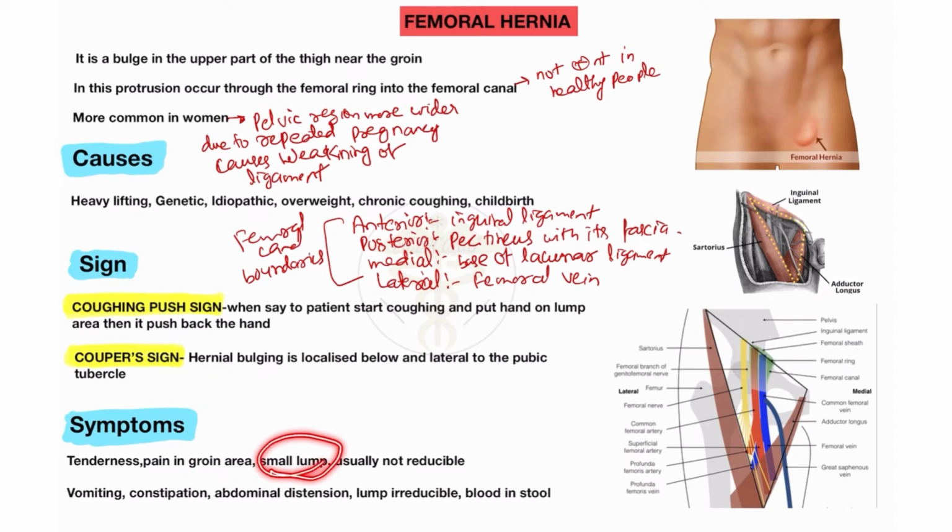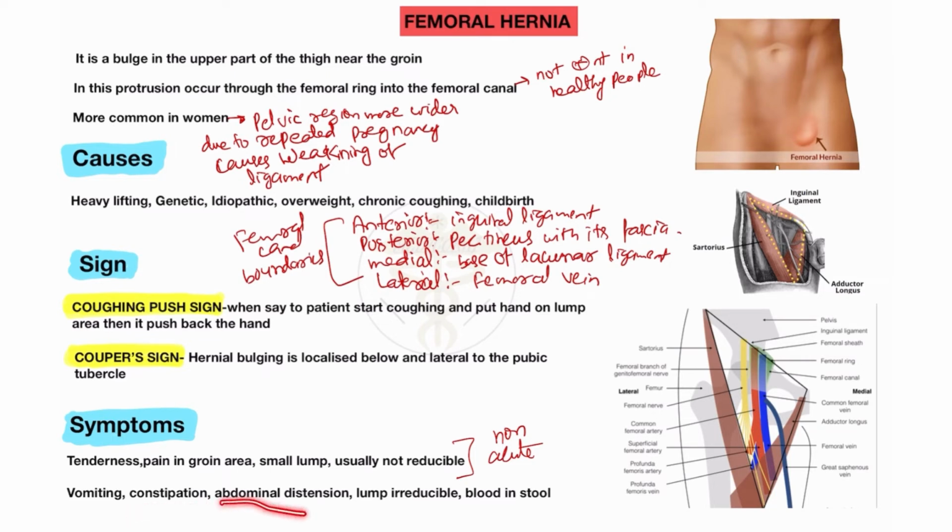After that, there is also a small lump formation. The lump appears in this region and is usually not reducible in these cases. This is the non-acute form of symptoms. When it becomes an acute emergency form, it also causes vomiting, and constipation also occurs due to the constriction of this area.